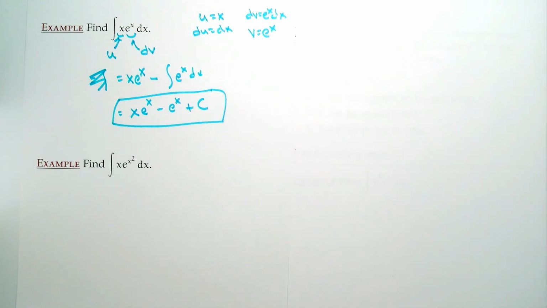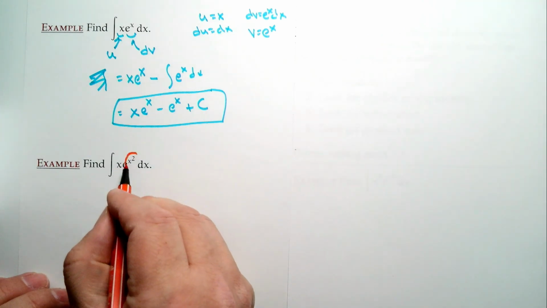Integral of x e to the x squared dx. All right, now, what should be our u and what should be our dv? Of course, that's a misleading question. What should we do here? Someone said substitution. Is there a good substitution to make here?